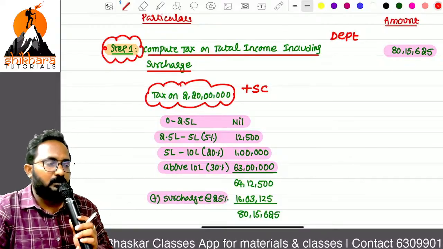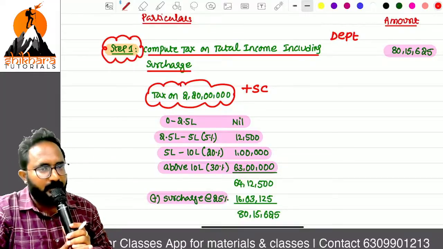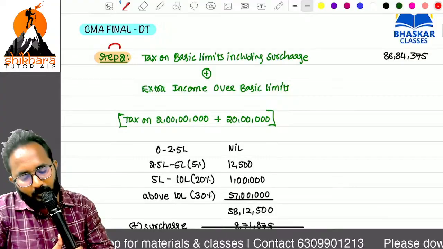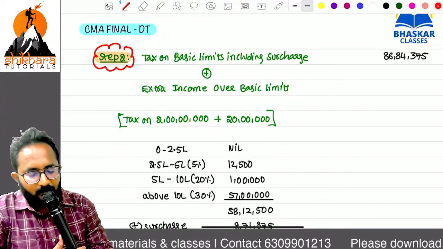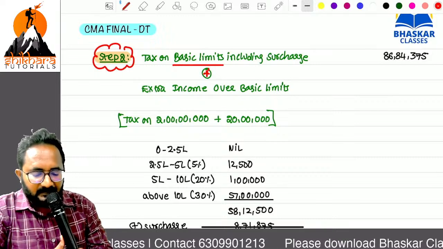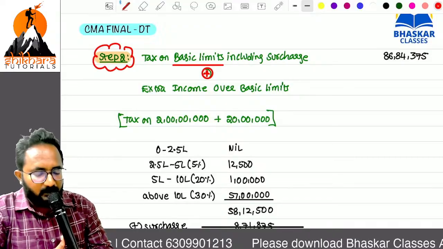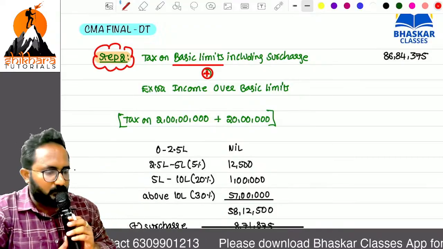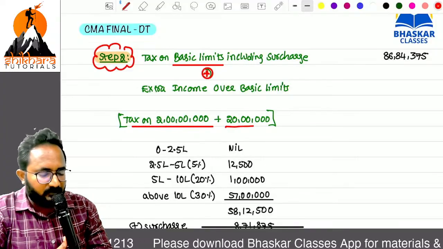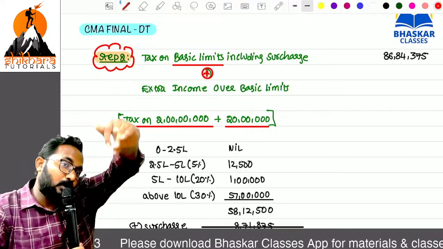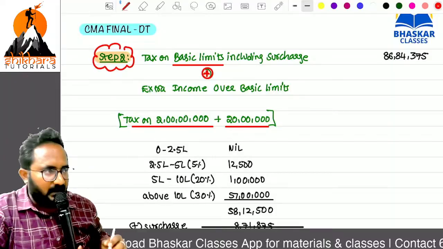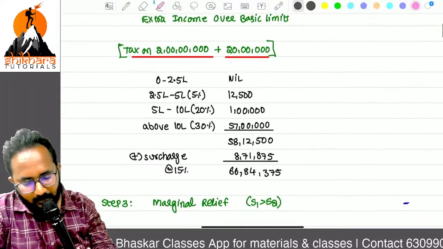Okay, you have 2.2 crore. They are collecting the tax as per that computation. Now, step 2 is what? Repeat step 2: tax on basic limits including surcharge, and whatever excess amount is there with you more than the basic limit. So calculate tax on 2 crore, and the excess income. How much excess income is there in the question, more than 2 crore? 20 lakh. Please calculate tax liability.